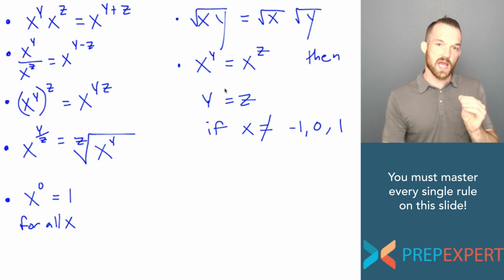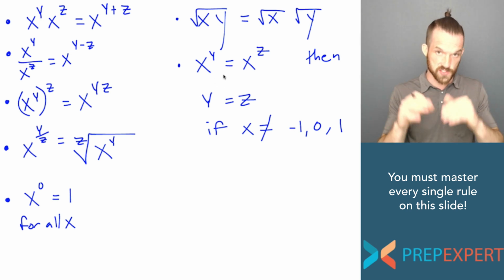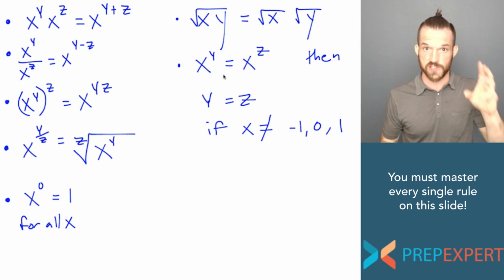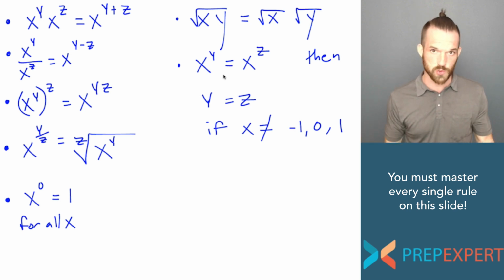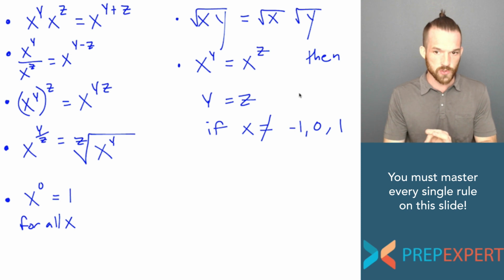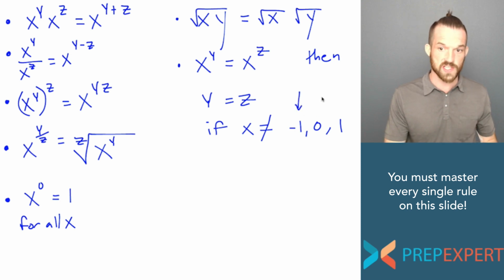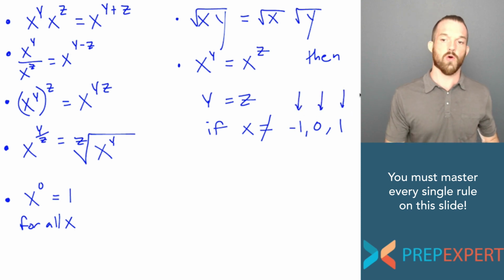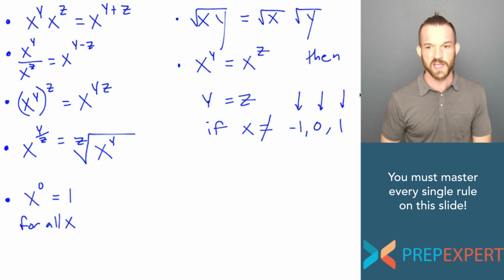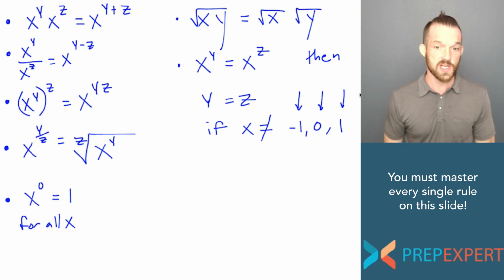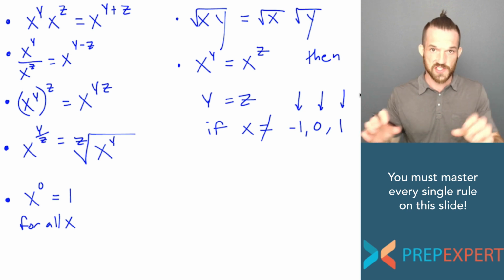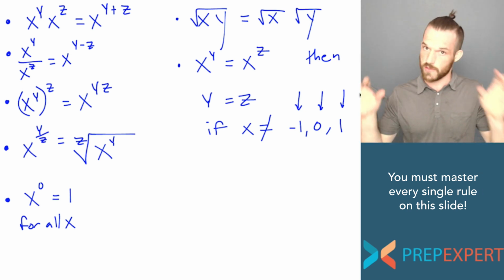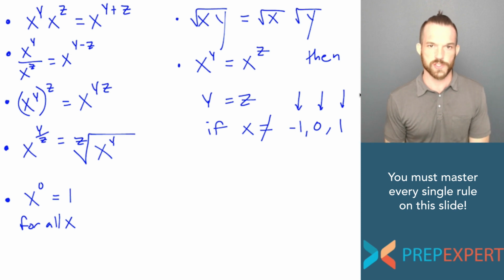If you have the same base to different exponents set equal to each other, like x to the y is set equal to x to the z, then those exponents themselves must be equal to each other. The only time that isn't true is if x itself is -1, 0, or 1. Those numbers have special properties that mean we can't apply this rule in that situation. But as long as the base is not -1, 0, or 1, if you have the same base set to different exponents equal to each other, those exponents themselves must be equal to each other.